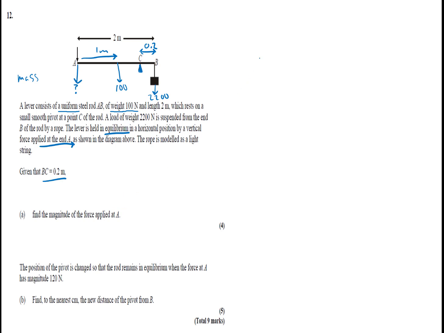So we want to take moments about C. So MC. So let's do the clockwise first. So that's 0.2 times 2,200. You can see that's clockwise, making a clock spin around. So 0.2 times 2,200.